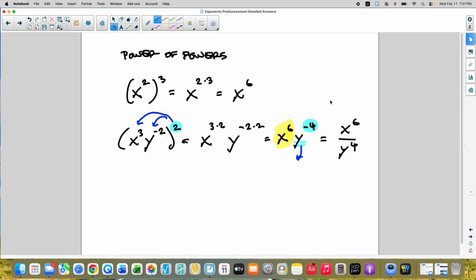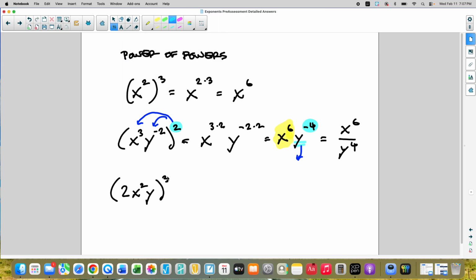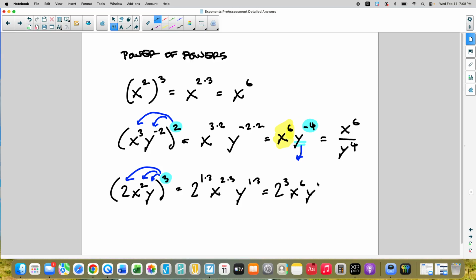Good? And then the last one we can see is if you have 2x to the second y, and we'll say that's to the third. So coefficients, we're going to distribute it to each of the pieces. That gets it, that gets it, that gets it. And this equals 2 to the 1 times 3, x to the 2 times 3, and y to the 1 times 3. 2 to the third, x to the 6th, y to the third.